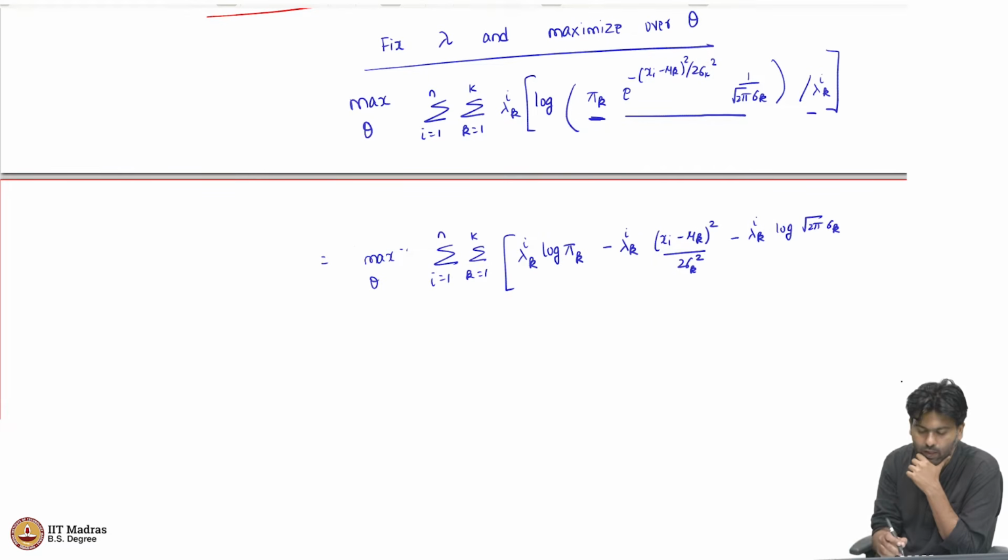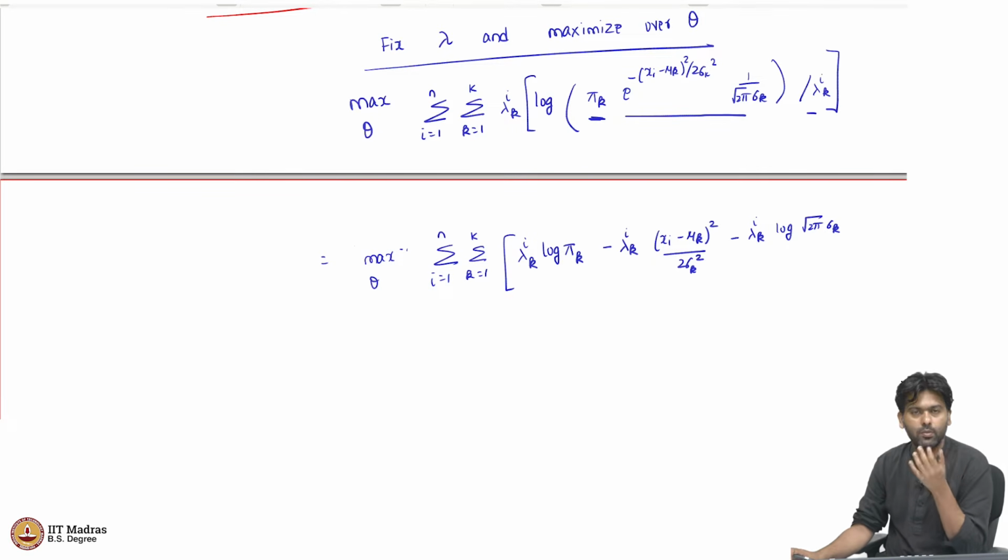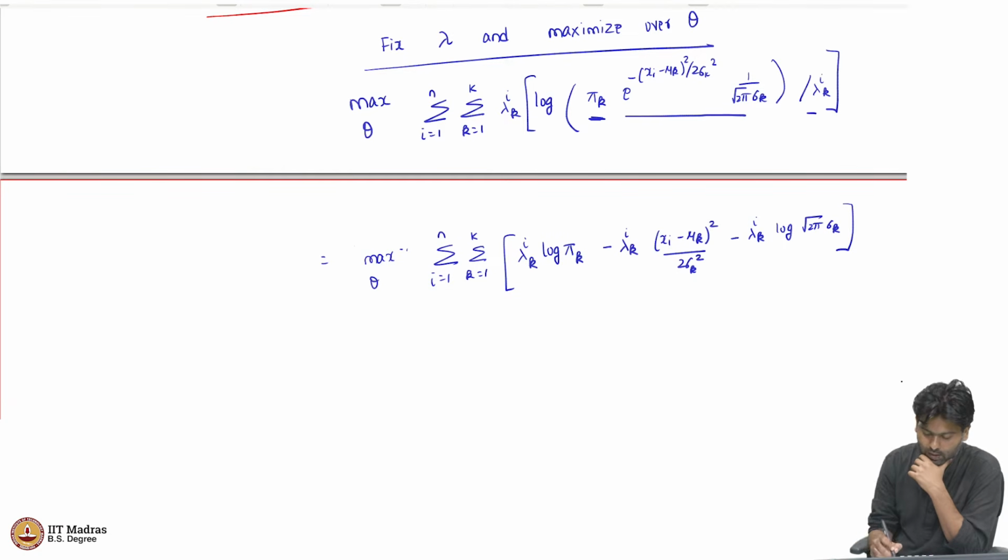The next term I can ignore, because this is minus lambda i k log lambda i k, but I am treating lambda as a constant, because that is what fixed lambda means. So, this is equivalent to maximizing only with respect to these three terms, because the real parameters here are pi k, mu, sigmas and so on. So, only these three terms matter.